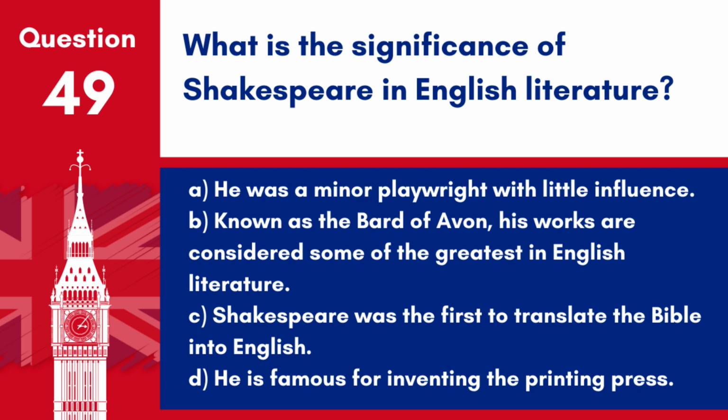Question 49. What is the significance of Shakespeare in English literature? A. He was a minor playwright with little influence. B. Known as the Bard of Avon, his works are considered some of the greatest in English literature. C. Shakespeare was the first to translate the Bible into English. D. He is famous for inventing the printing press.